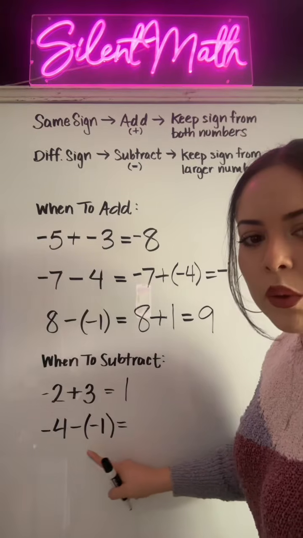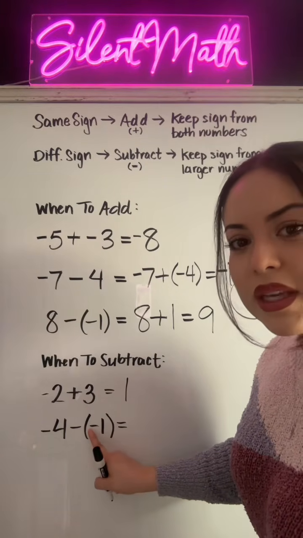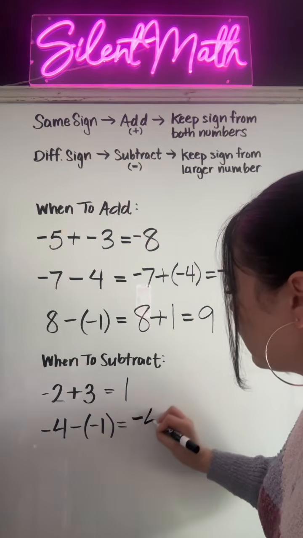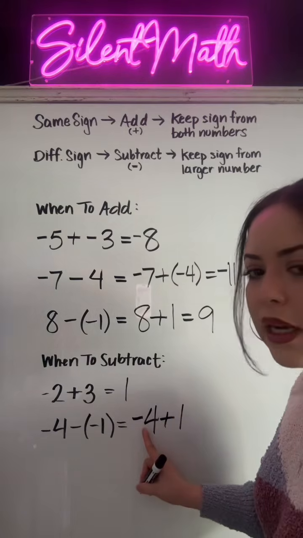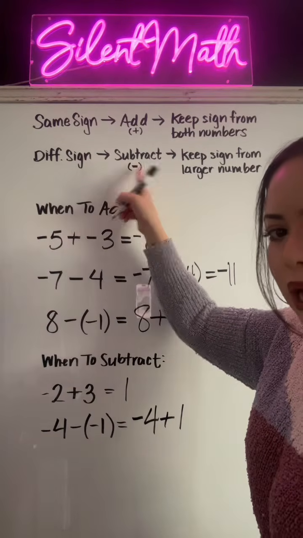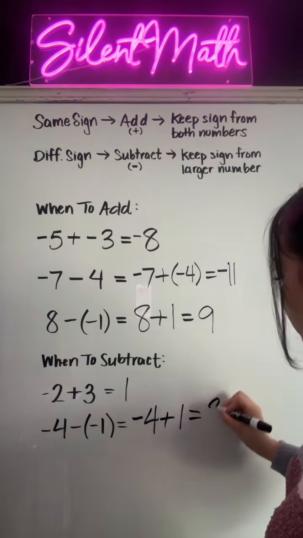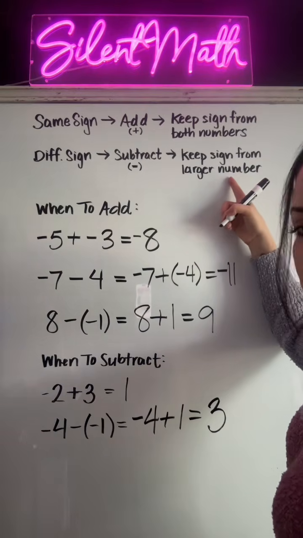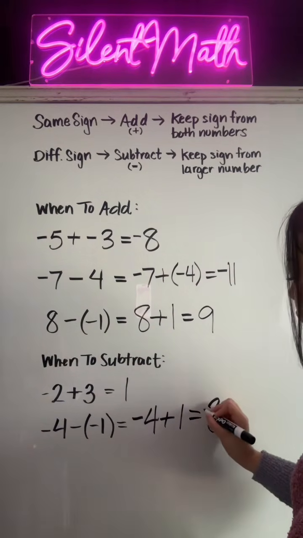Here's another scenario where we have a double negative right next to each other. Negative times a negative is a positive. We're going to rewrite this as -4 plus 1. We have a -4 and we have a +1. That is different signs. So we're going to subtract. Grab the larger number, which is 4. So you're going to do 4 minus 1 is 3. And you're going to keep the sign from the larger number. We have more negatives since 4 is larger. So your final answer will be negative.